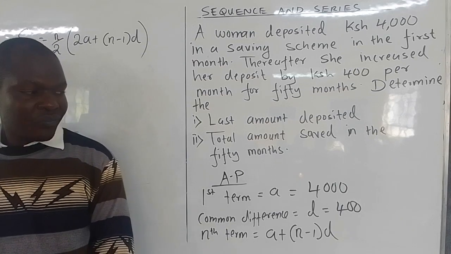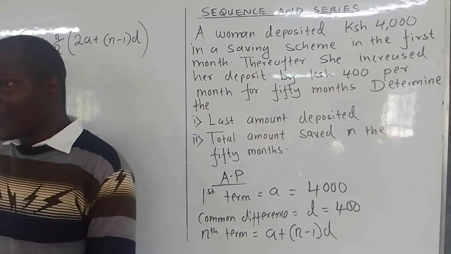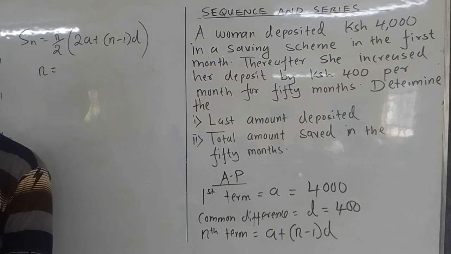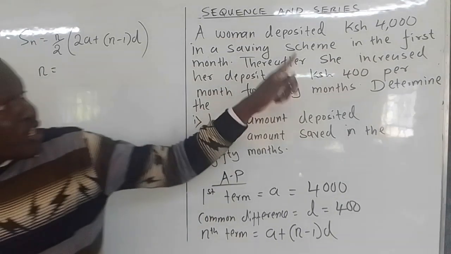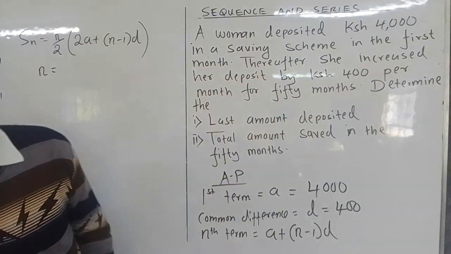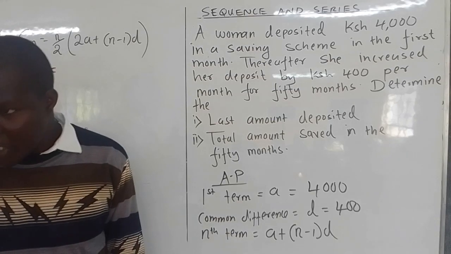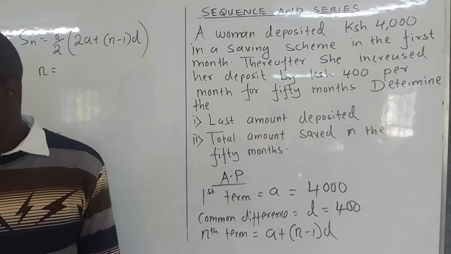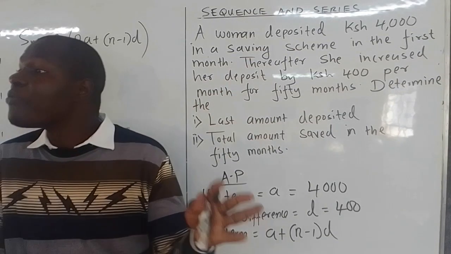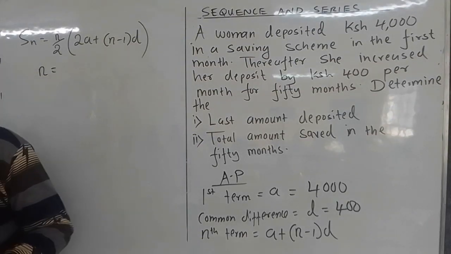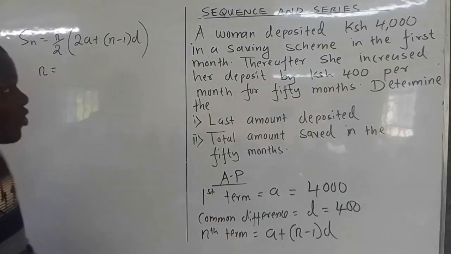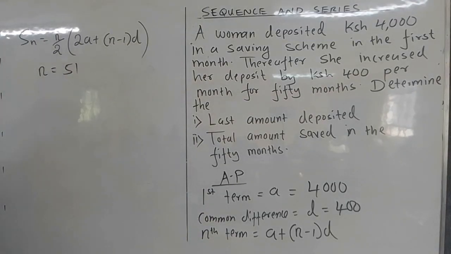So what is our N? Anybody? Remember, she increased her deposit by shillings 400 per month for 50 months. What is N? 50? What is N? N is 51. The 400 was an increase for 50 months. But remember, the first term is term number 1. So this first term plus the 50 months. Are you seeing that? N is not 50.